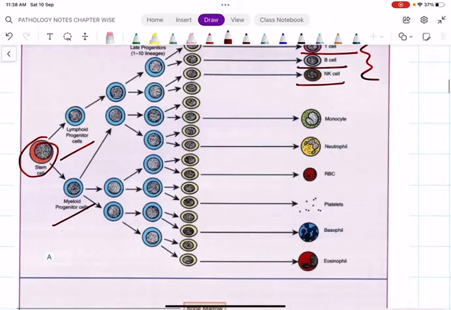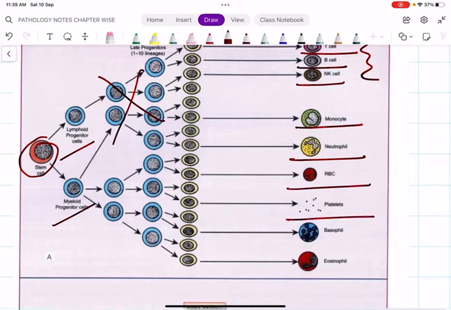Then, each of these intermediate stages, which I am skipping as of now, we will see in the corresponding videos. Then the myeloid progenitor will finally give rise to the monocyte, neutrophil, RBC, platelets, basophils and eosinophil. Except for the T cell, B cell and NK cell, everything else is formed from the myeloid progenitor. This knowledge is very, very important, or else when we see lots of varieties of leukemias and lymphomas, there should not be any confusion.